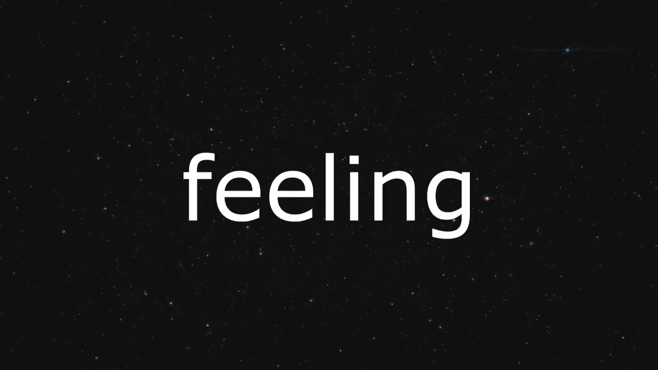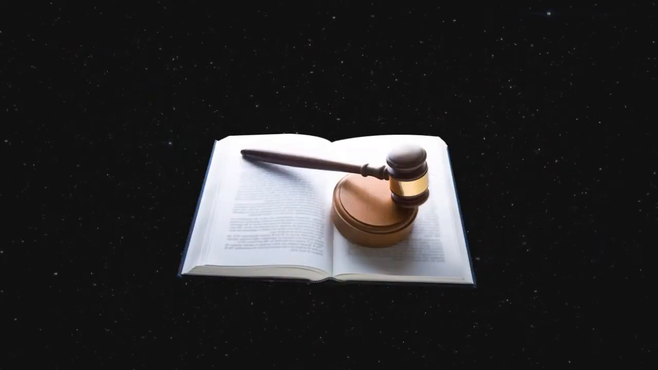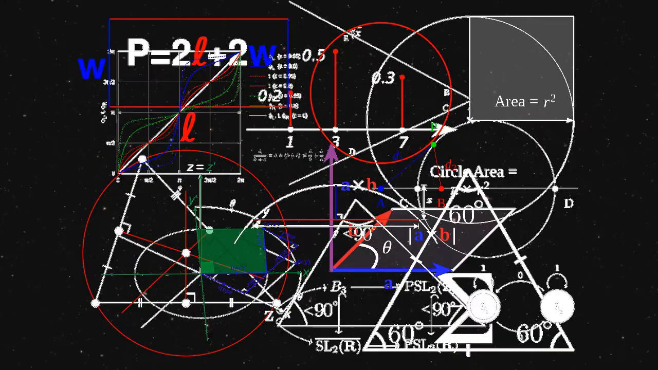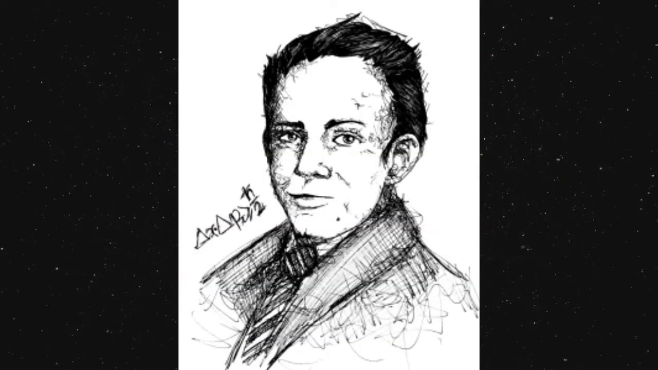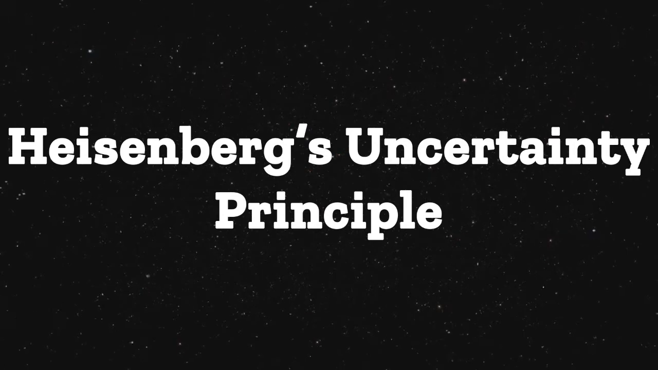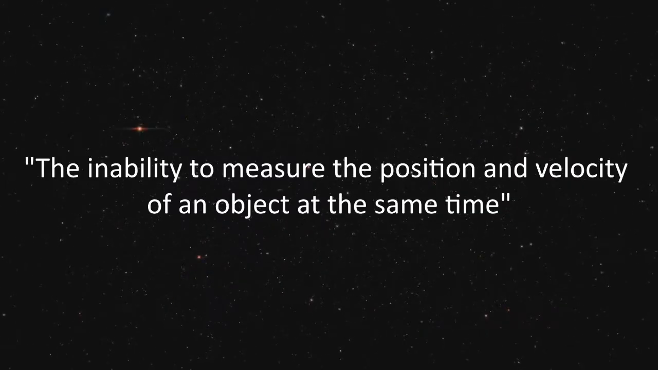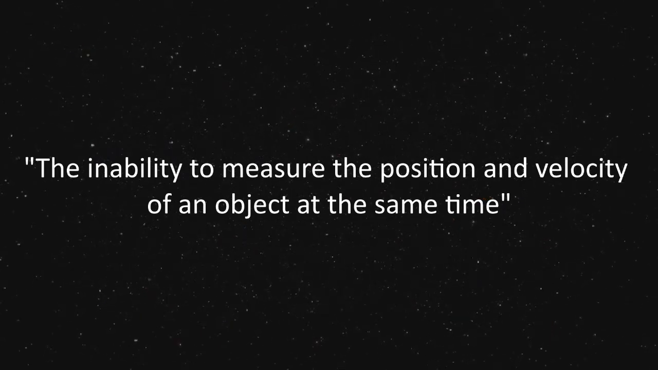Uncertainty, a feeling that we and many before us have felt when dealing with the laws that govern our universe, more specifically with the matter of quantum mechanics. This feeling was encapsulated by the famous scientist Werner Heisenberg in a principle by the name of Heisenberg's uncertainty principle. This principle, as we all know, is defined as the inability to measure the position and velocity of an object at the same time. But what does this really mean?